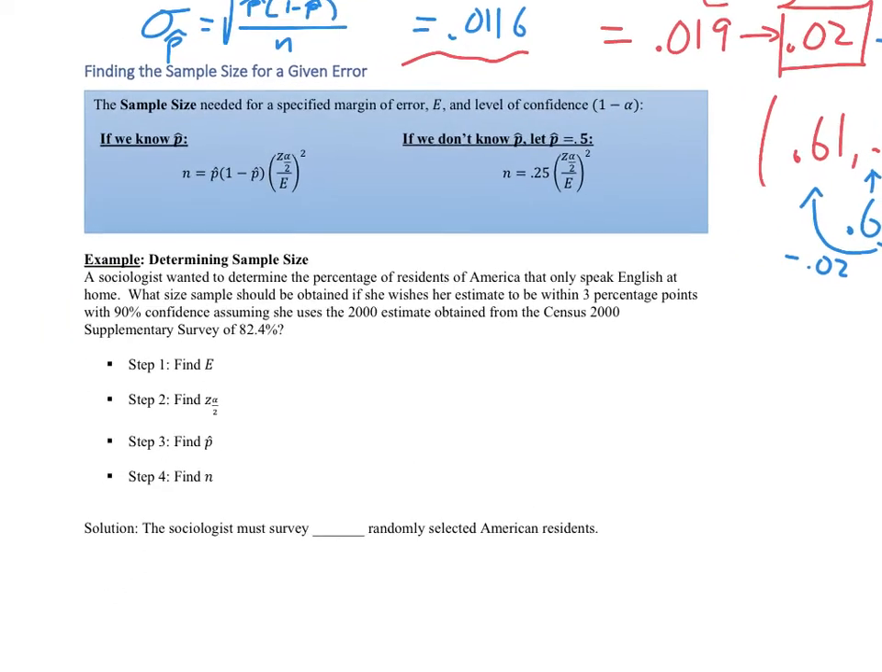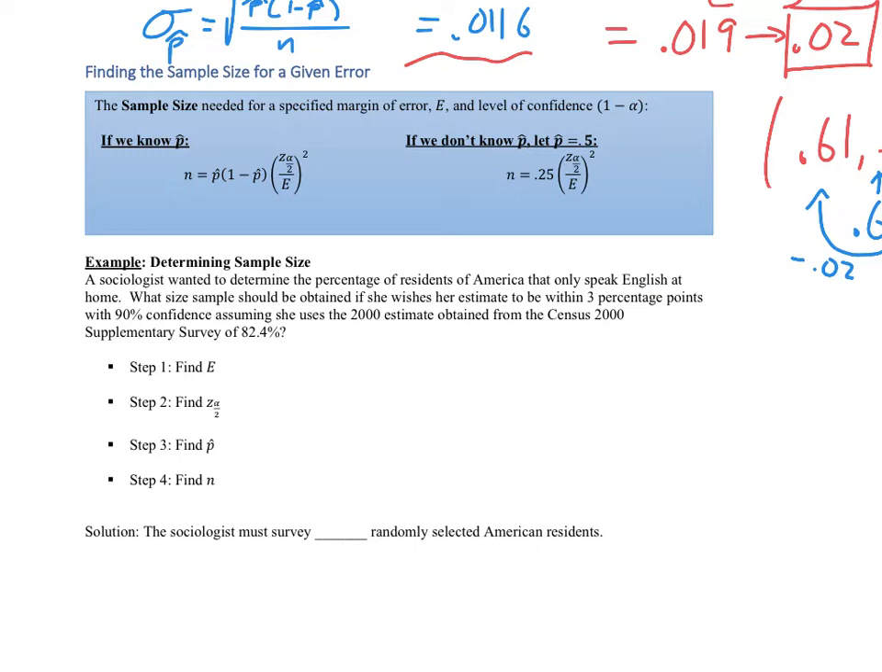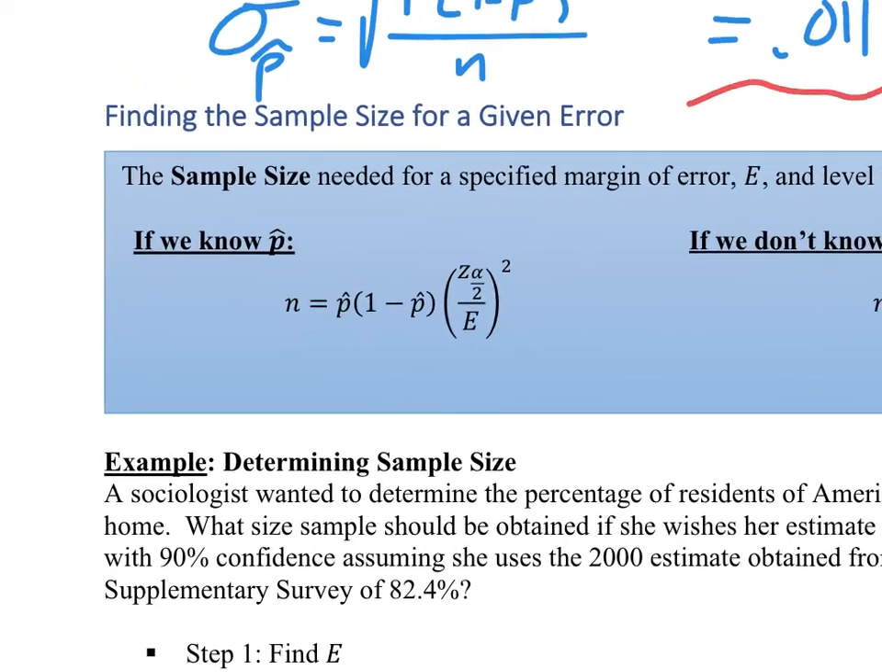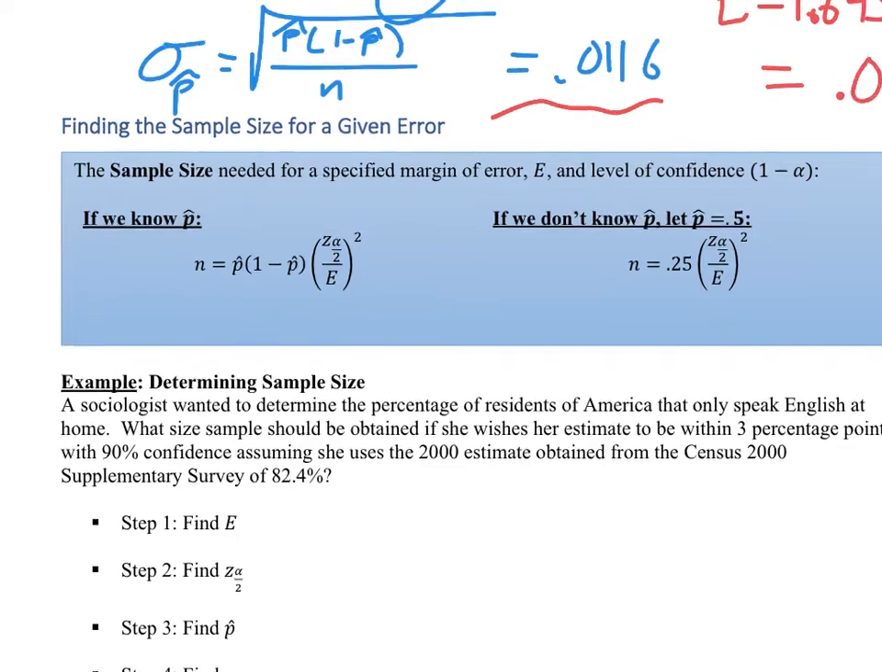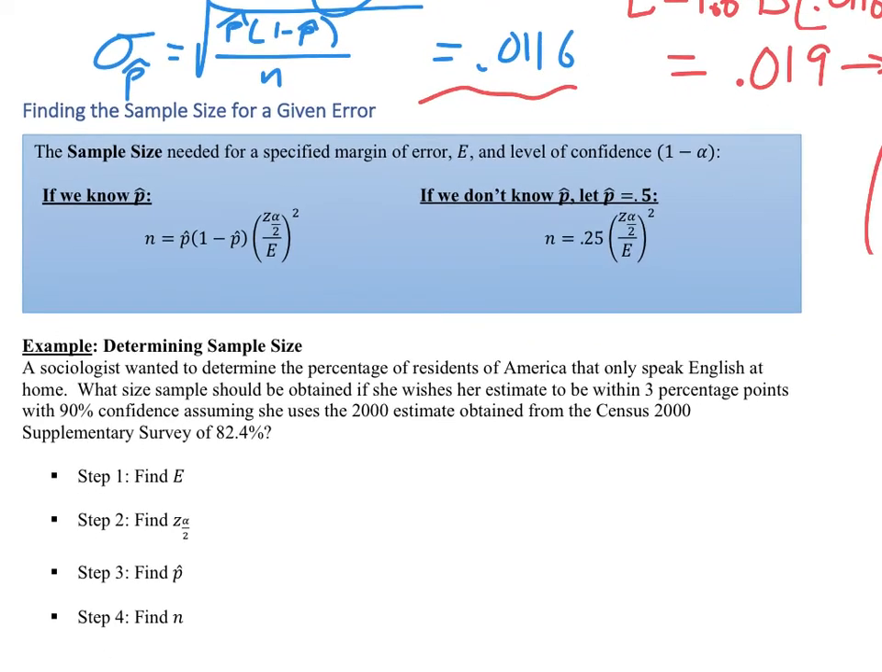All right, let's go one more and call it good here, right? So how do we find the sample size? How big is big enough? Here's a formula that we can use if we know the value of p hat and we want to figure out how big a sample size we should use. We can use this formula if we have a good estimate for p hat. P hat times 1 minus p hat times the z alpha over 2 divided by the error squared. So if we know how far off we want to be, we can use that formula there.